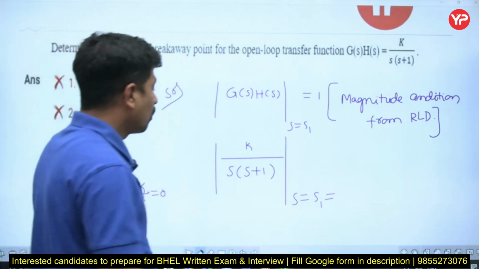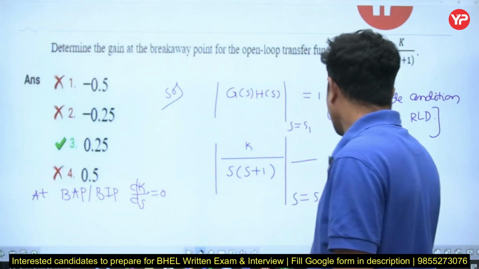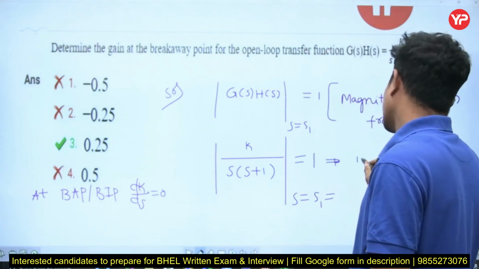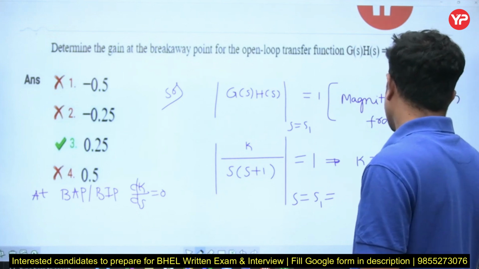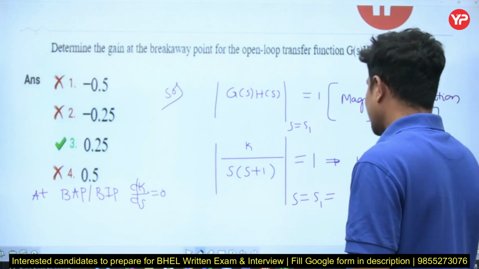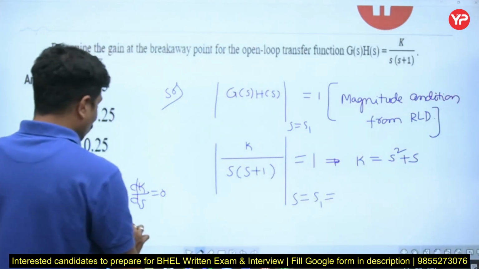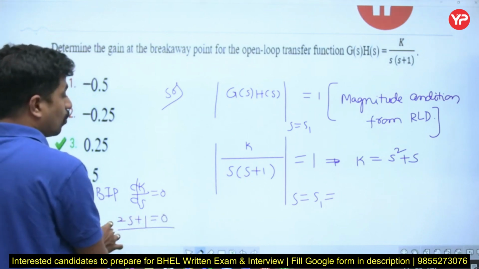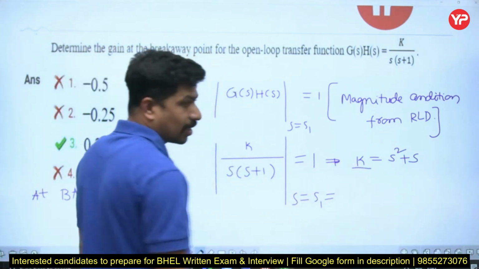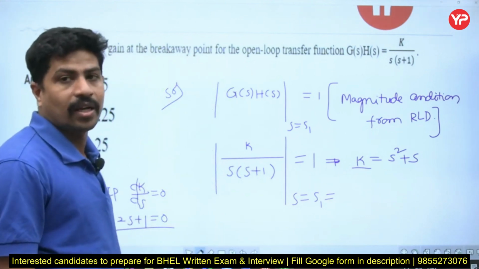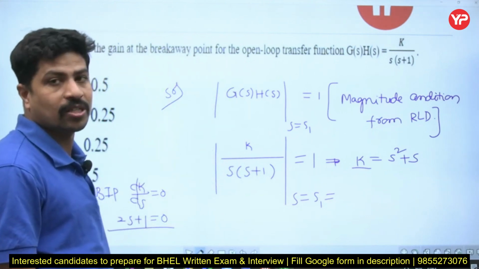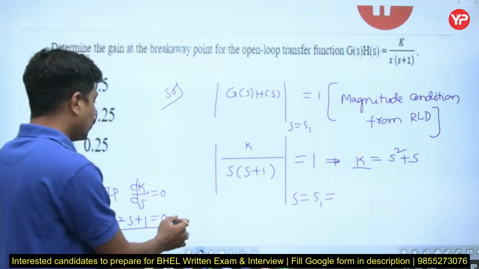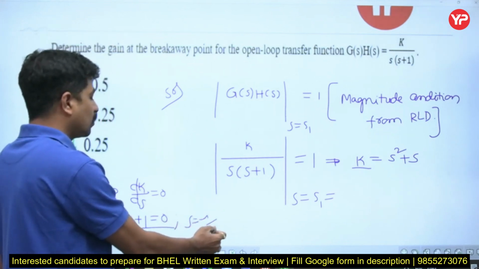This is the condition. But sir, how to get the equation for k? From here, this is equal to 1. So from this, k is equal to s into s plus 1, that is nothing but s square plus s. Now differentiate: 2s plus 1 is equal to 0. Sir, how did you get 2s plus 1? This is k, s square plus s. If I differentiate it once with respect to s, our variable, we get 2s plus 1 is equal to 0. If you solve this, you get s is equal to minus 1 by 2.